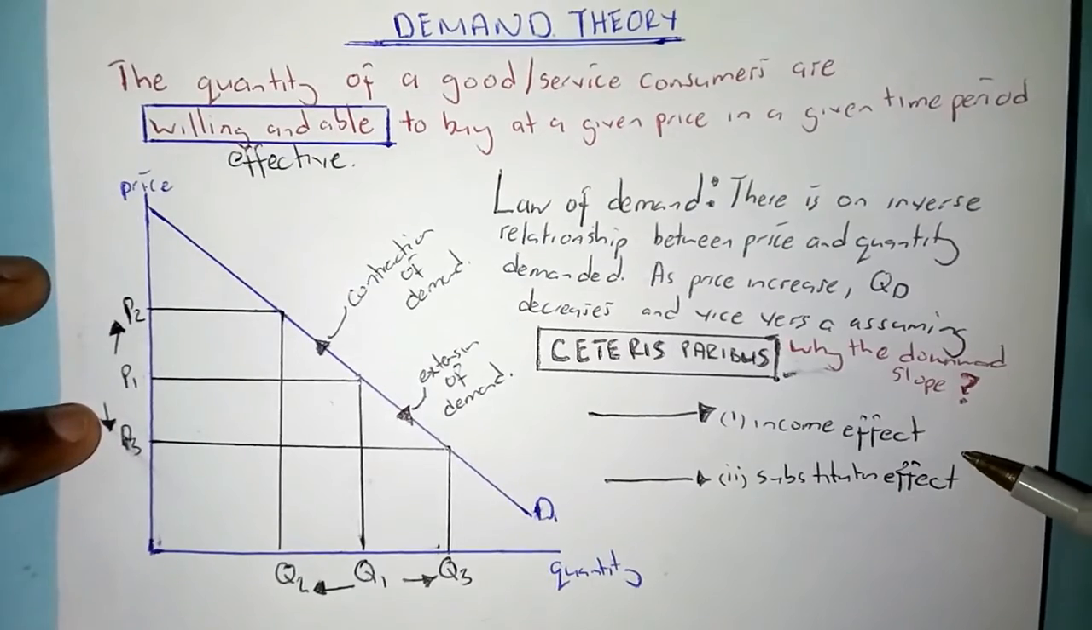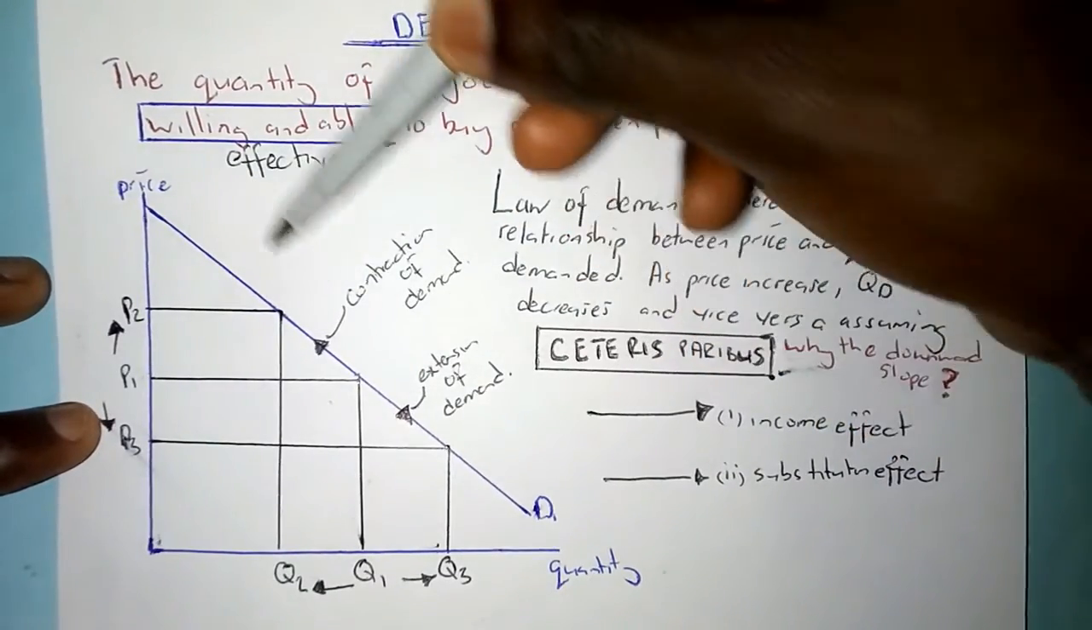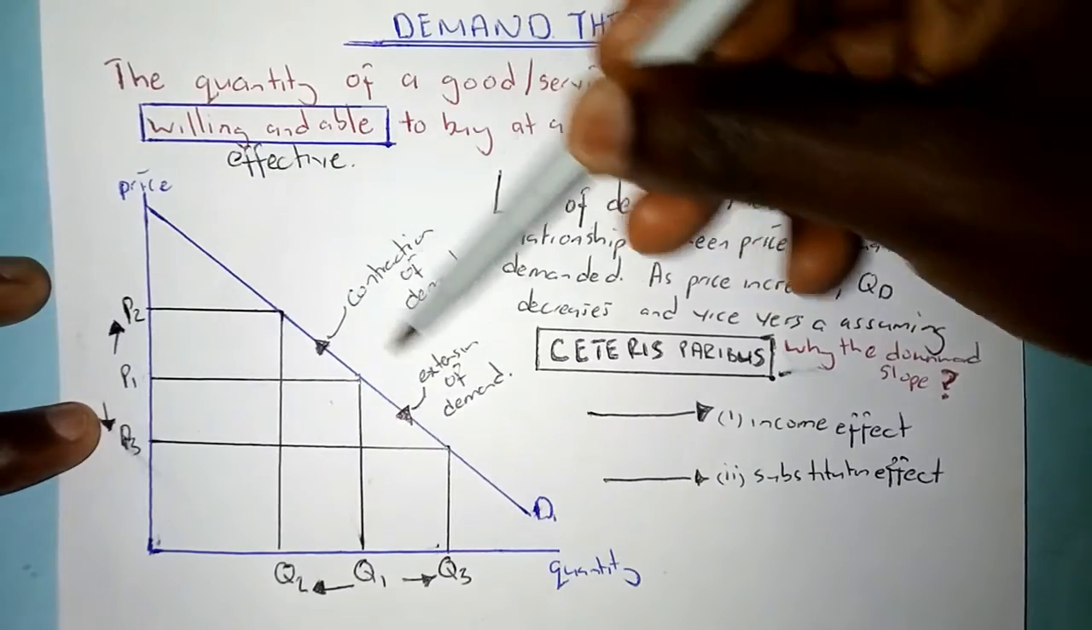Then another thing that we want to talk about is why do we have the downward sloping curve of the demand curve like that? Why is it downward sloping like this?